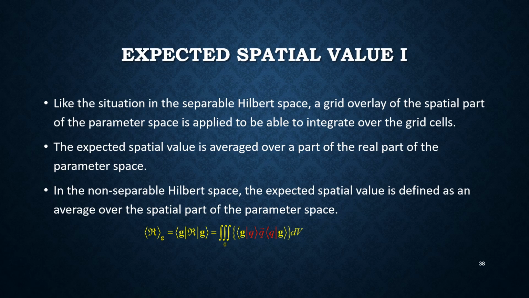Like the situation in the separable Hilbert space, a grid overlay of the spatial part of the parameter space is applied to be able to integrate over the grid cells. The expected spatial value is averaged over a part of the real part of the parameter space. In the non-separable Hilbert space, the expected spatial value is defined as an average over the spatial part of the parameter space.